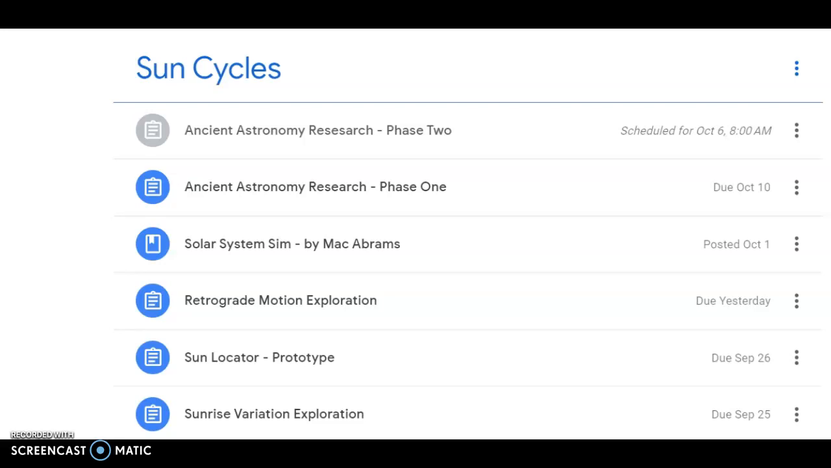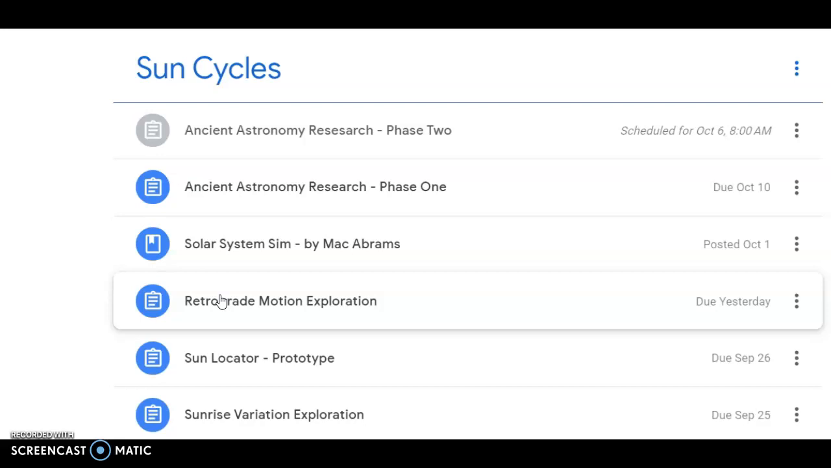I'm sorry I can't be here today, but during your time in class, you've got a couple of things that you can be working on. I'm showing you the Google Classroom as it sits right now. You're familiar with the sunrise variation assignment, your documentation for the sun locator, and the most recent assignment, the retrograde motion exploration. Okay, so those are back assignments that you could be working on.